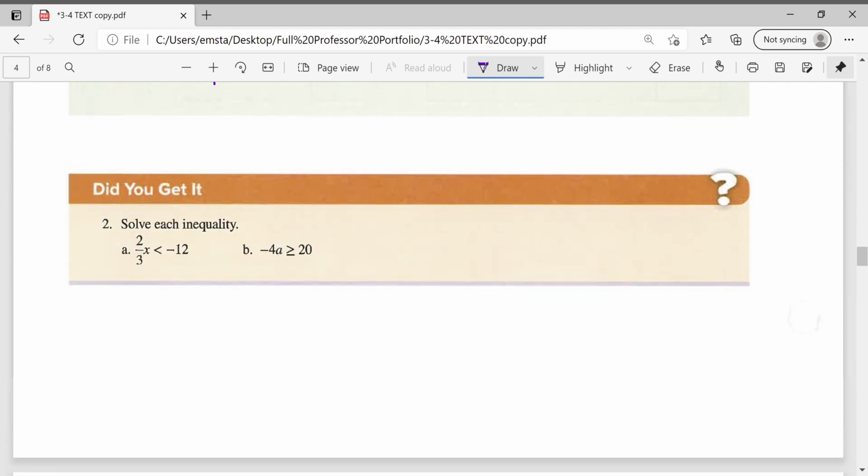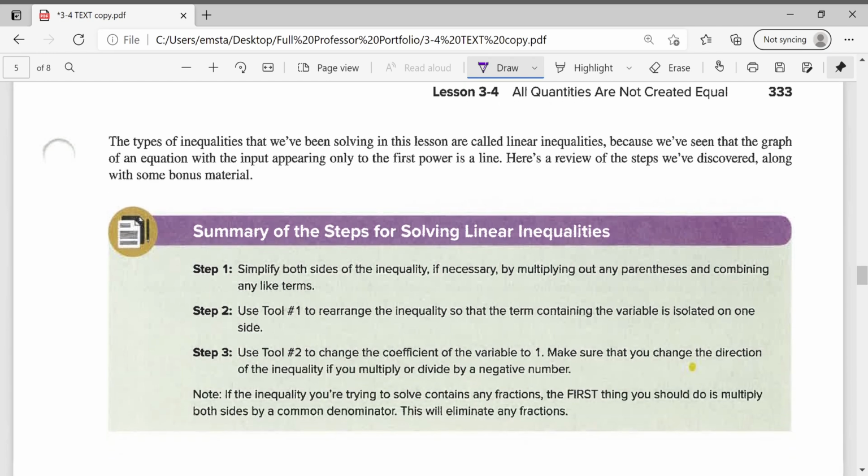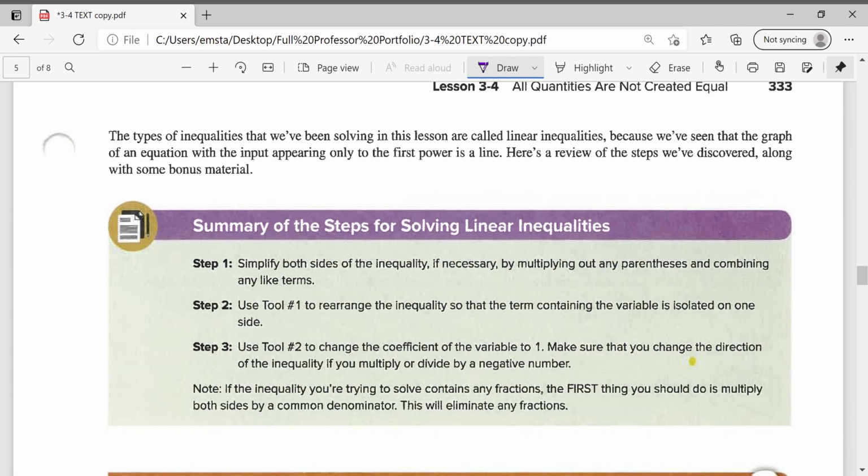On the top of page 333, they bring this all together. So the steps involved in solving a longer linear inequality. Step 1 is simplify both sides of the inequality. If there's any parentheses, I'm going to distribute them out, and I'm going to collect like terms. Step 2 is to use tool 1, where we add and subtract to get the variable on one side, the number on the other. That one didn't have any weird stuff that happened. I can add and subtract whatever I like and keep the sign the same.